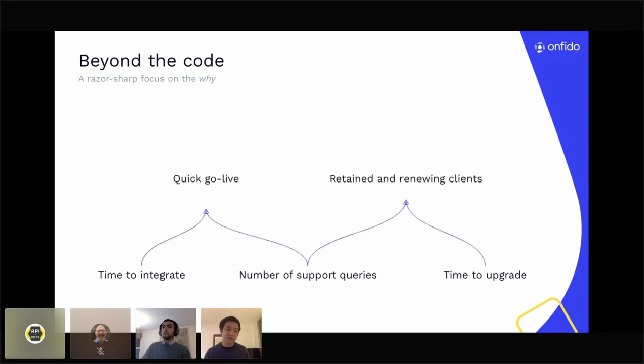If you're integrating fast with very little need for support from our support team, you will go live faster. If you are happy with us and it's easy for you to upgrade, we have higher chances of retaining you and renewing you as a client. And all of this leads to happier clients, which means supporting the revenue goals of our business. So this is where you can track from very low level technical metrics to business outcomes and all the way to the top level metrics for a given company.